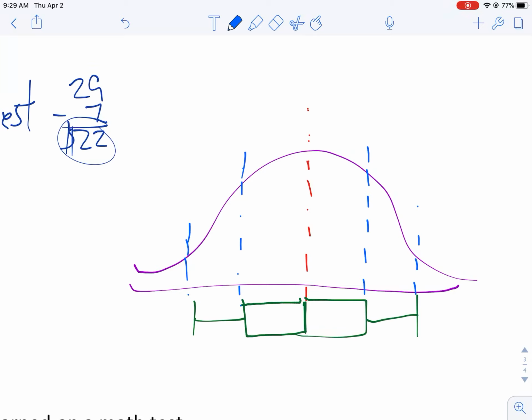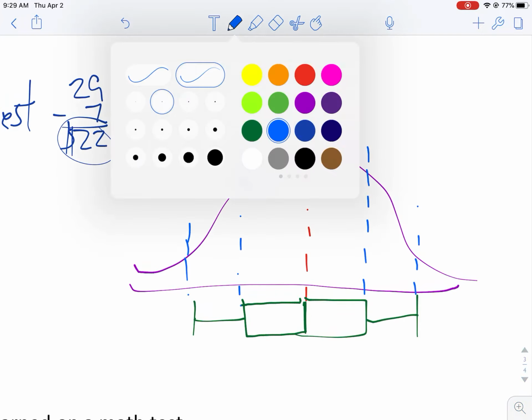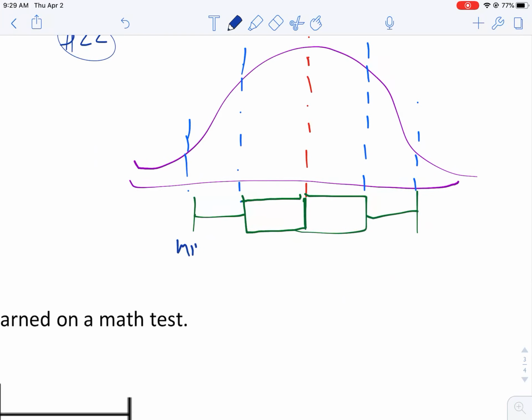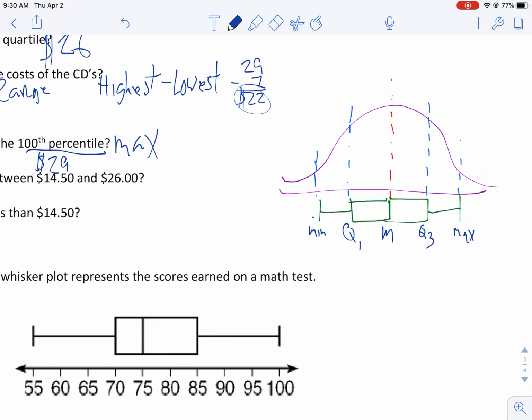So in a normal distribution, the percentages would be a little bit different. But the key word here, and like I said, this is your min, this is your max, this is a Q3, this is a median, and then this is a Q1. All right. So the Q's, if you remember what the Q stands for, it is a quartile.